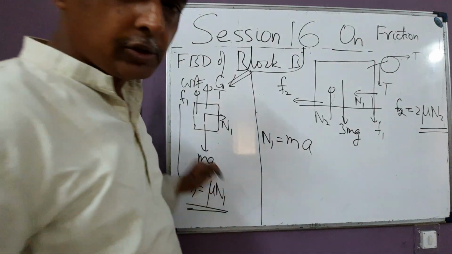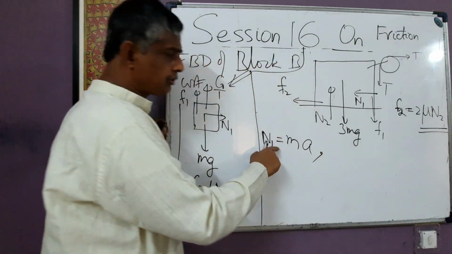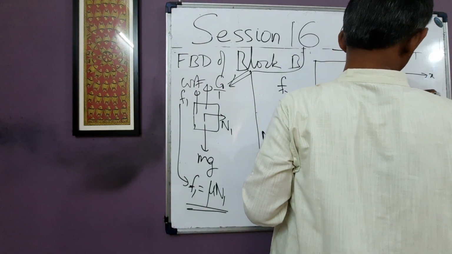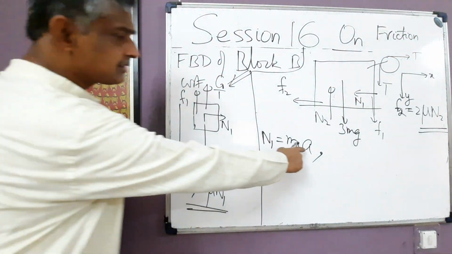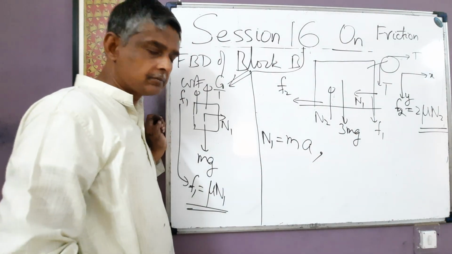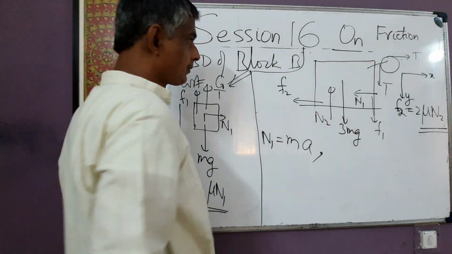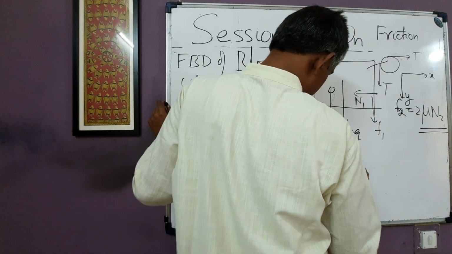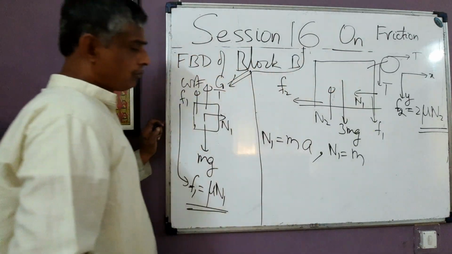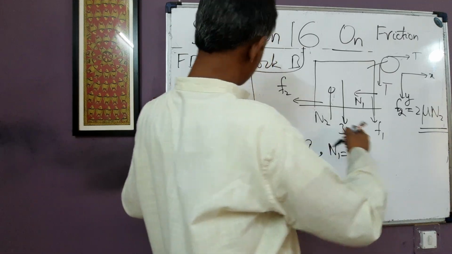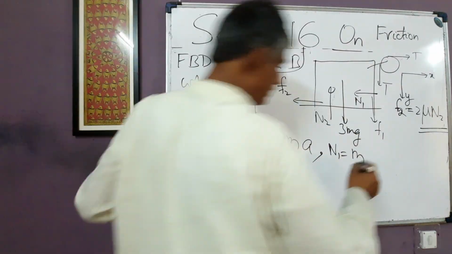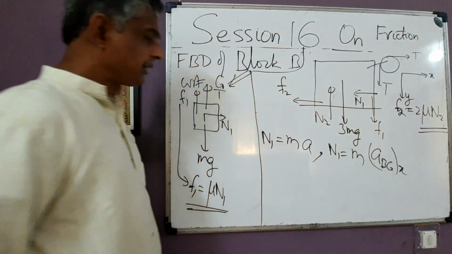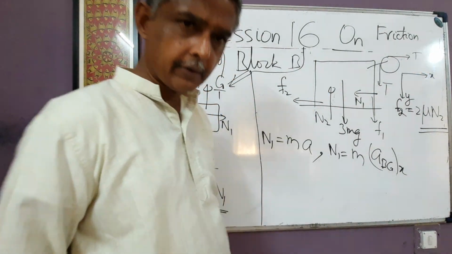If you want, we can derive this also. Suppose we take x to be rightward direction and y to be downward direction. I am deriving this A. So what do we write now? N1 is equal to M times the x component of acceleration of block B with respect to ground, ABGX. I am deriving this equation rigorously.